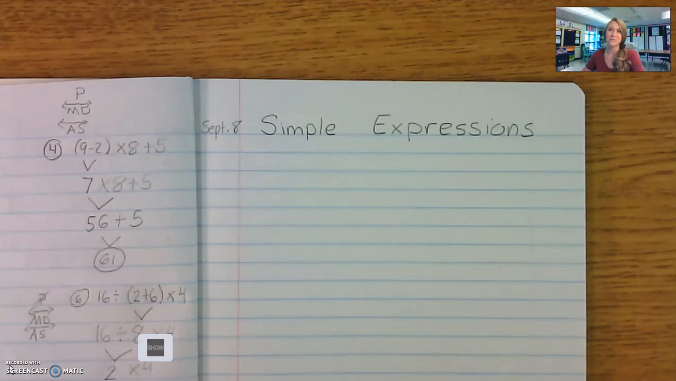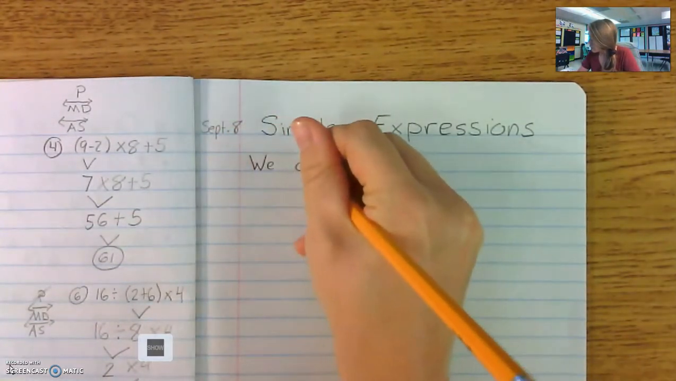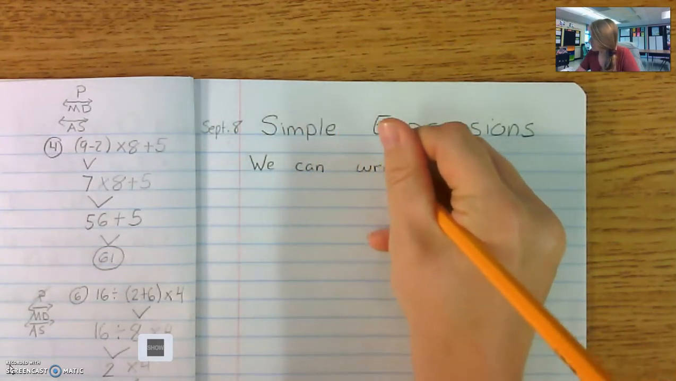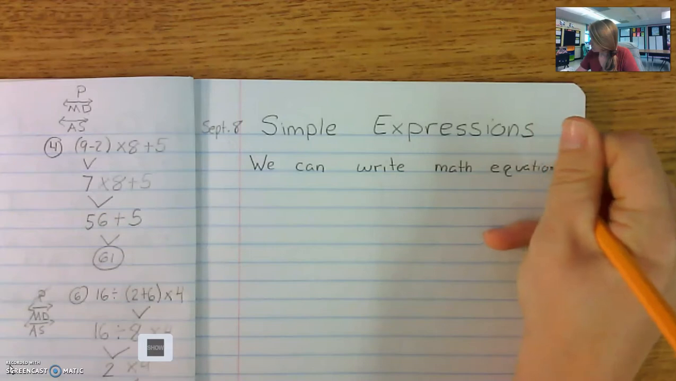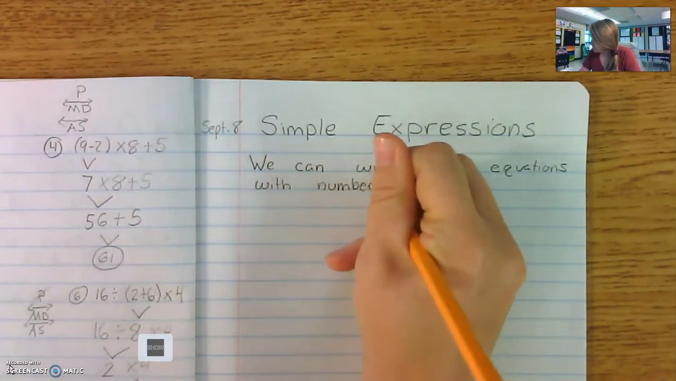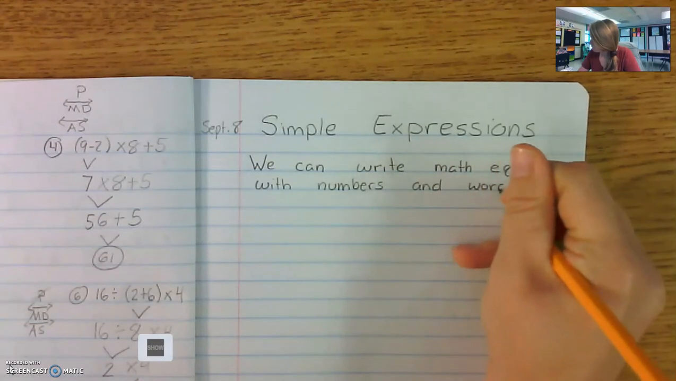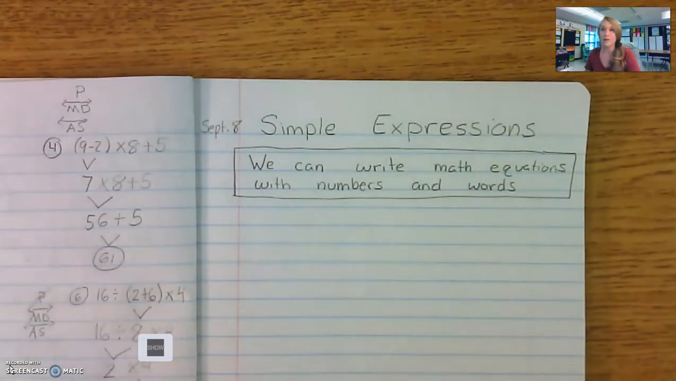That's a simple expression. And we're used to hearing 3 plus 5 and writing it out in numbers. But this standard is all about being able to read an expression written in words and write it as numbers, or read an expression written as numbers and write it as words. So, what are we going to be able to do? We can write math equations with numbers and words. So that is what we are going to be doing with our simple expressions standard. And go ahead and just put a box around that and make it pop out a little bit more in your notes.